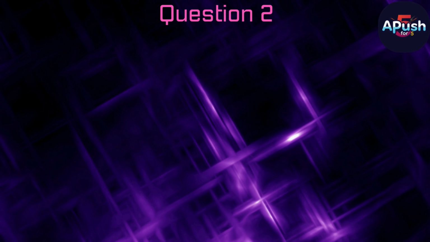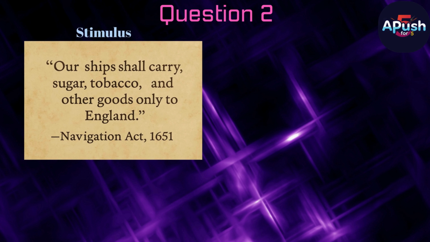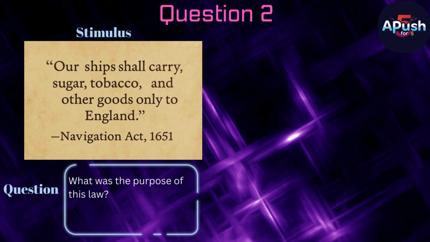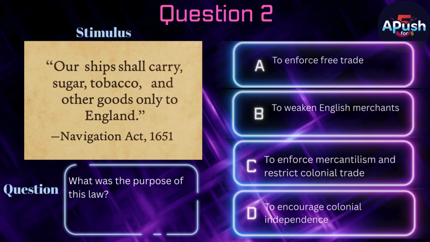Question 2. Stimulus. See the image. Question. What was the purpose of this law? A. To enforce free trade. B. To weaken English merchants. C. To enforce mercantilism and restrict colonial trade. D. To encourage colonial independence.